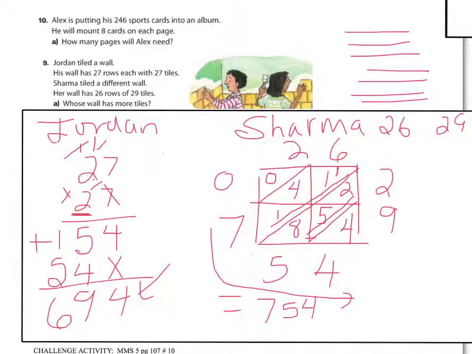Now am I done? Whose wall has more tiles? Well, I haven't actually said that yet. I can now compare my two numbers and determine whose wall has more tiles because I know Jordan's wall had 694 tiles, and now I know Sharma's wall had 754 tiles. Well, if Sharma's wall had 754 tiles, she has more. And I would need to write that in a sentence. Sharma has more tiles, or something to indicate what my actual answer is. This work doesn't actually prove the answer, so let's make sure we write that down. Sharma has more. Something like that.